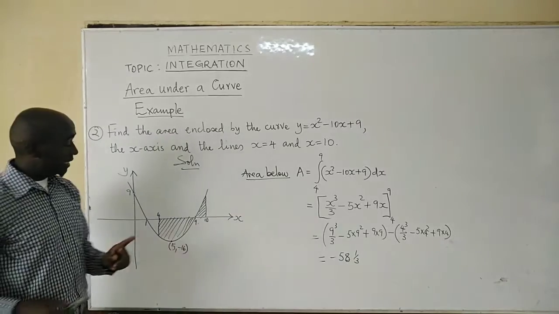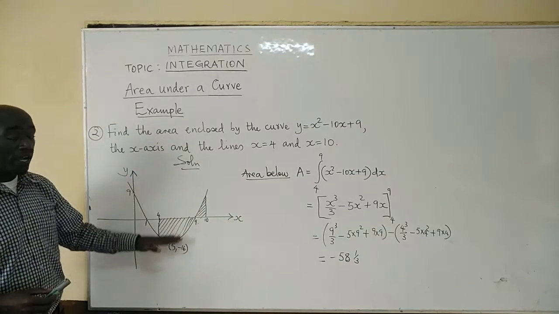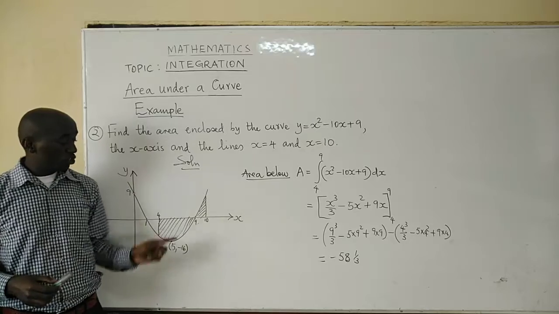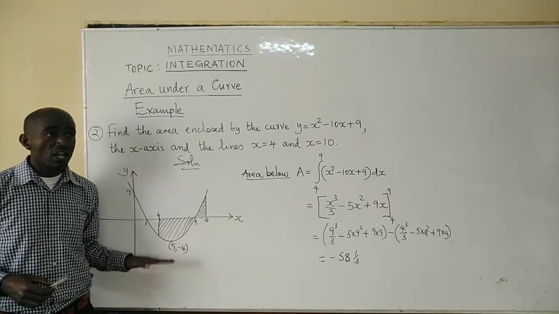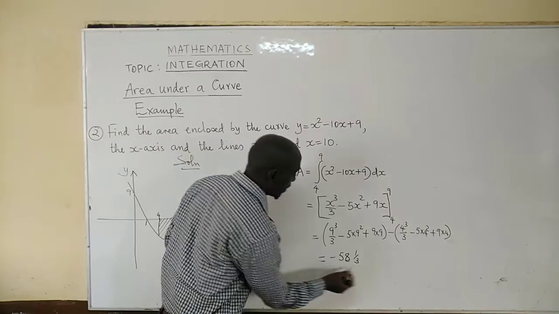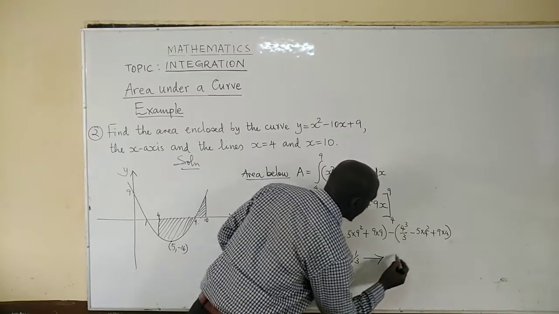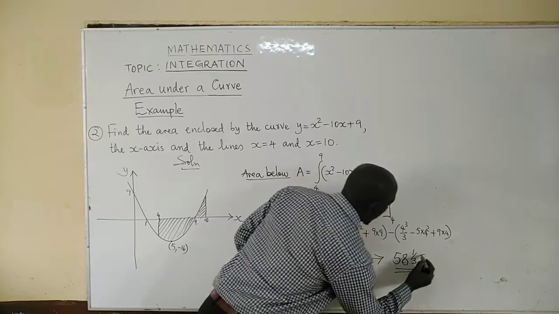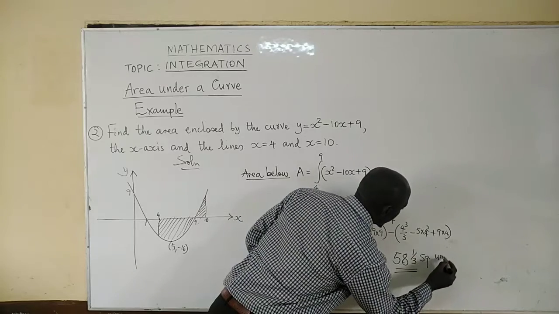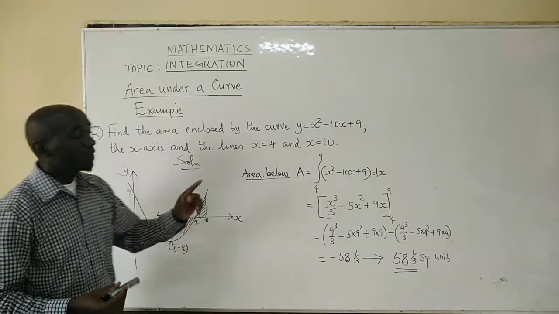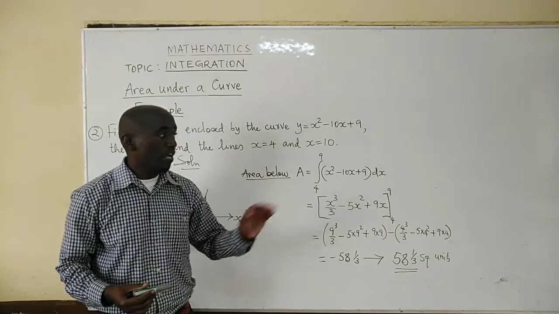Since we are getting a negative, because this area is below the x-axis, my dear learner, we are getting negative because the region here is below the x-axis. So what do we do? We ignore the negative. We write our answer as 58 and a third. That is our answer, square units. So the region below the x-axis is 58 and a third square units.